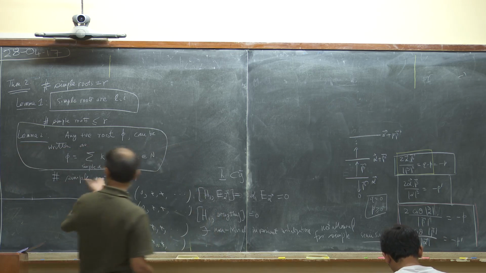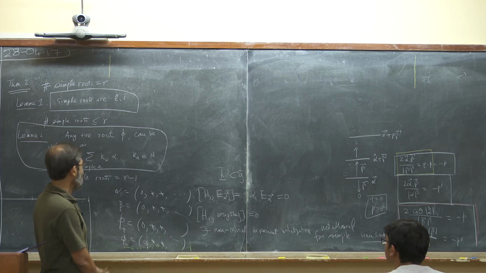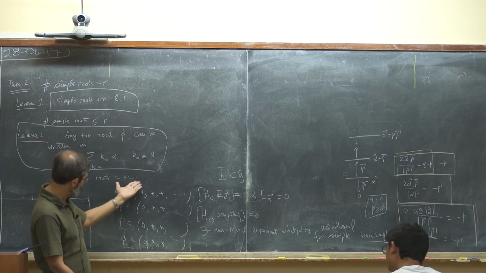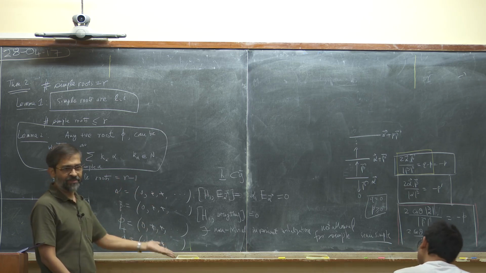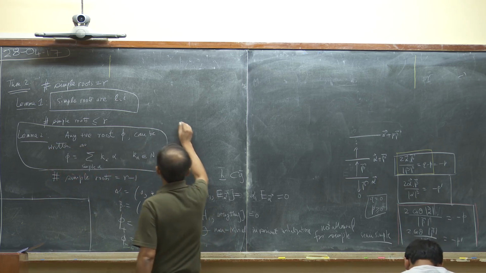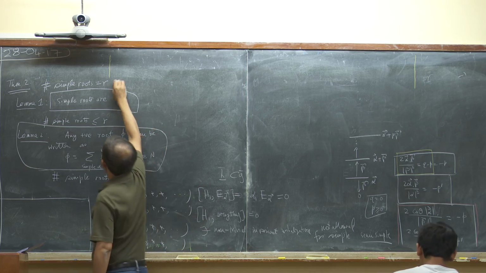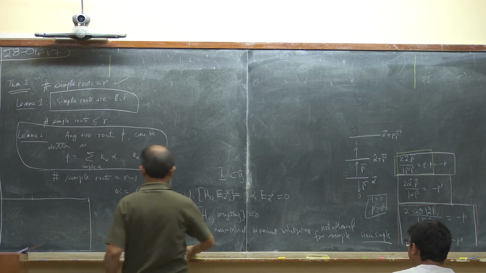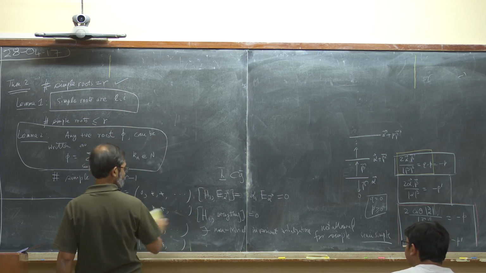So therefore, the number of simple roots cannot be r minus 1, and similarly, of course, if you do r minus 2, then you can do the same drill here. That much is clear. Okay. So therefore, the number of simple roots must be r. So we are done. Number of simple roots is r. Okay. I'll drop this off.